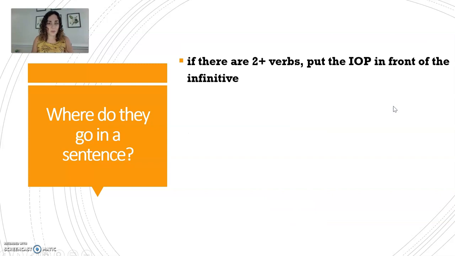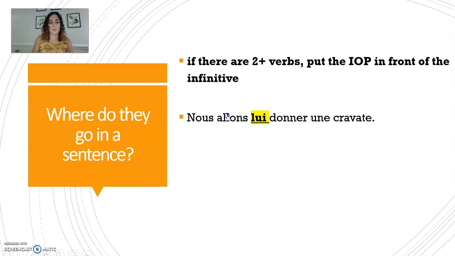If you have more than one verb, aka like a conjugated verb and an infinitive, put the indirect object pronoun in front of the second verb, the infinitive, because the infinitive in this situation is going to be what's relating to that indirect object pronoun. I'll show you what I mean. Nous allons lui donner une cravate. Lui goes in between those two verbs, right in front of the infinitive.